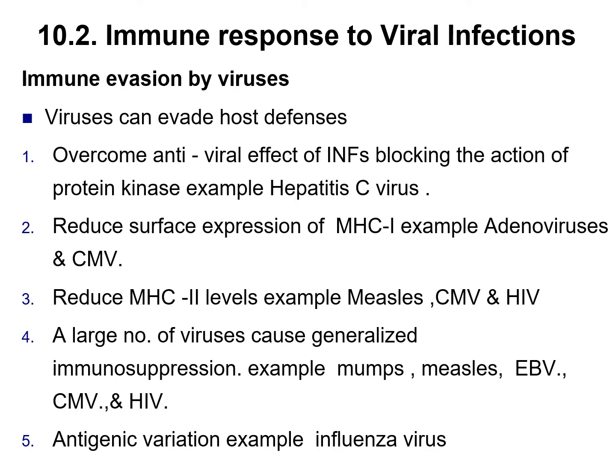A large number of viruses can cause generalized immunosuppression. So that means that the immune system will be suppressed, leading to inability to respond to infection. Examples of these would be the mumps virus, measles virus, Epstein-Barr virus, CMV, cytomegalovirus, and human immunodeficiency virus. And number five is antigenic variation. So they are able to manifest themselves as a different substance. For example, influenza virus.